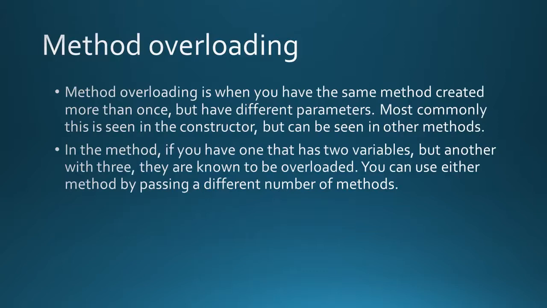Here's a little bit more about method overloading. A method overload is when you have the same method name, but you create them more than once, so you have two or more of the same method name. The difference between all these methods is that they have different parameters. Most commonly, this is seen in the constructor, but you could also do it in any other method. If you have one method that has two variables in the parameter, but another one with 3 in the parameter, they are known to be overloaded. You can use either by passing the different number of parameters. And having a different number of parameters is called the method signature, and that's what distinguishes one method from another.